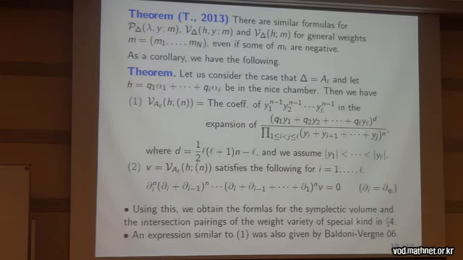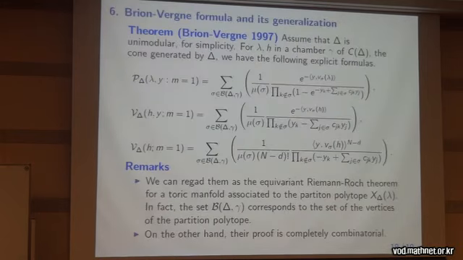And here is a generalization. Here is a theorem by myself. There are similar formulas for the partition function and volume function like this, for general weights m1 to mn, even if some of the mi are negative. But I don't write down this formula. It's a little bit long, so I omit it here, but it's a generalization of the formula like this by Brion-Vergne. We can get the formula with multiplicity.